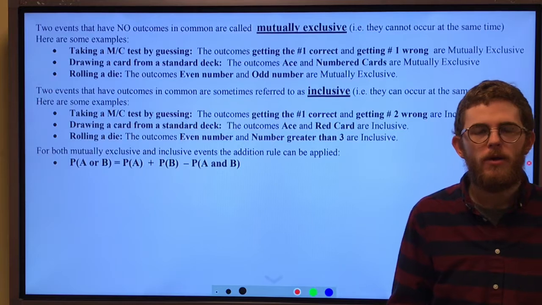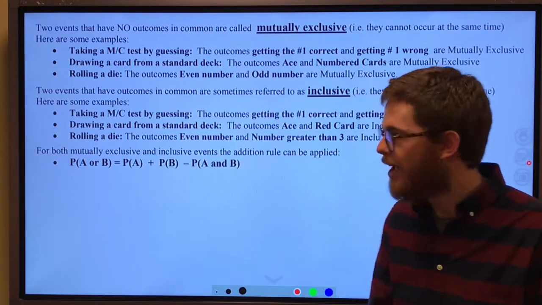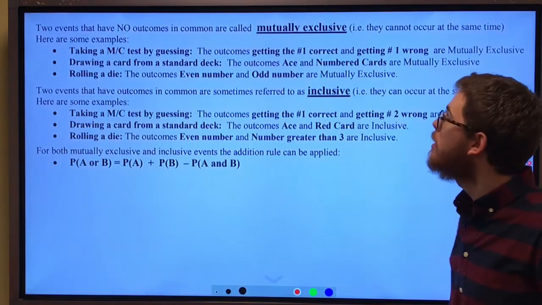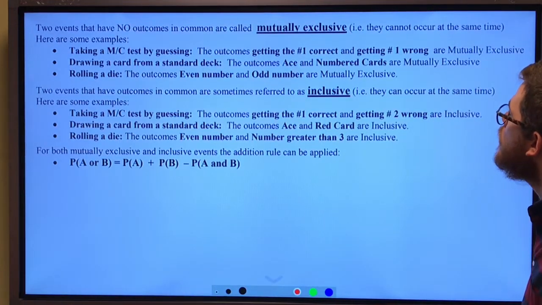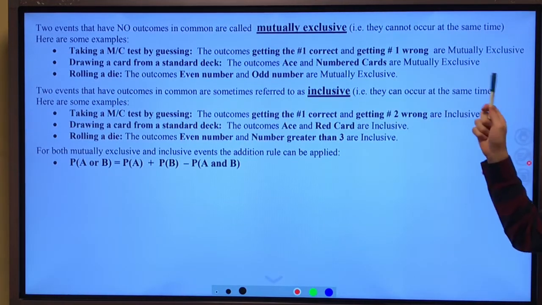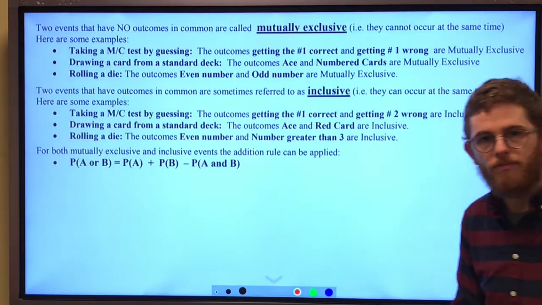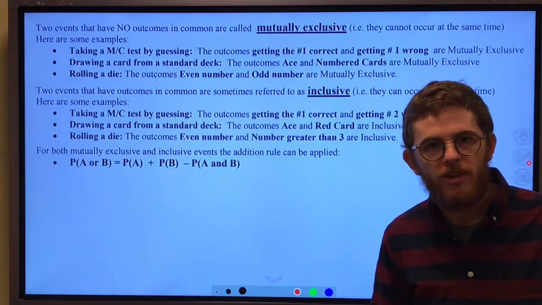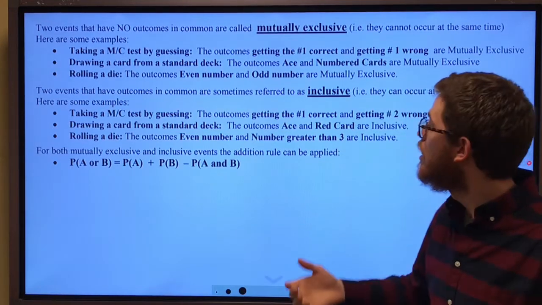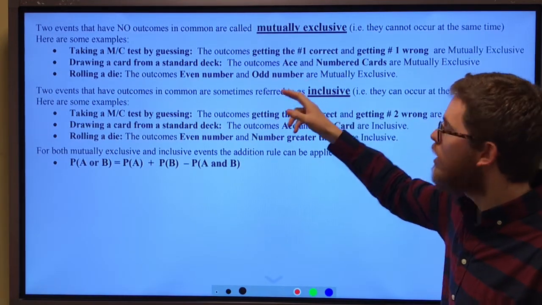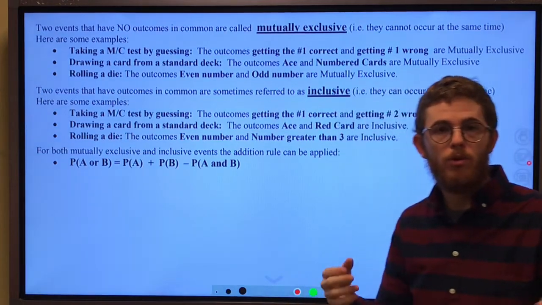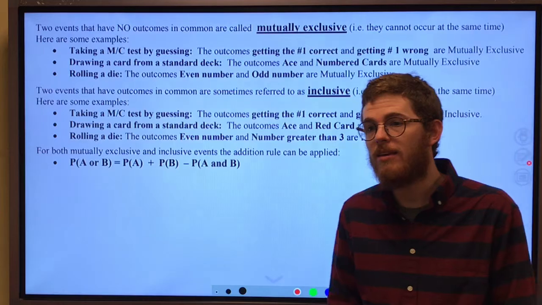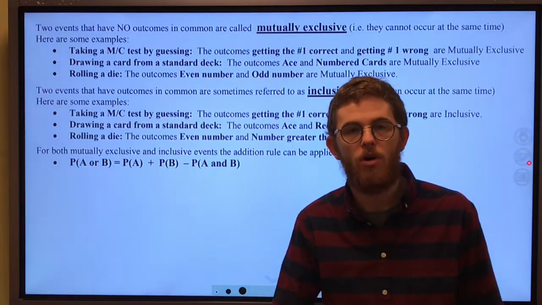All right, today we're talking about mutually exclusive and inclusive events. Two events that have no outcomes in common are called mutually exclusive. They cannot occur at the same time. Some examples would be, if you're taking a multiple choice test and you're just guessing, the outcomes of getting number one correct and number one wrong are mutually exclusive. You can't get number one correct and wrong at the same time.